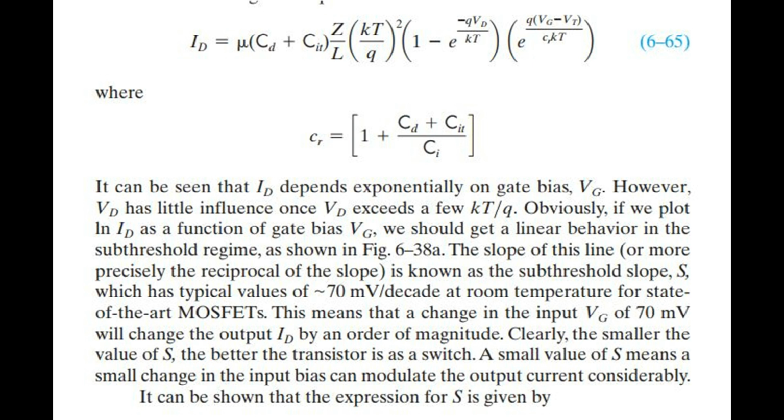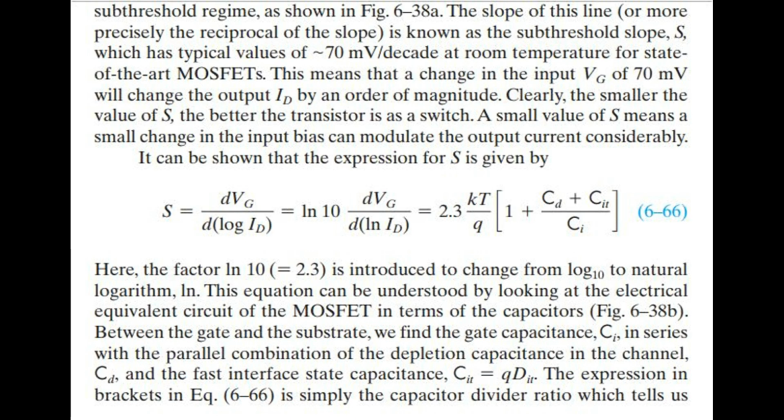Clearly, the smaller the value of S, the better the transistor is as a switch. A small value of S means a small change in the input bias can modulate the output current considerably. It can be shown that the expression for S is given by the following. Here, the factor ln10, equal to 2.3, is introduced to change from log10 to natural logarithm, ln.